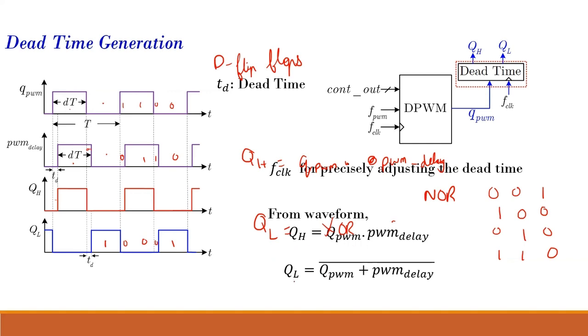So this is how I will get the signal for my low side. This is my original signal. I delay it by some value, and then using simple AND gates, I get my high side PWM signal and my low side PWM signal.